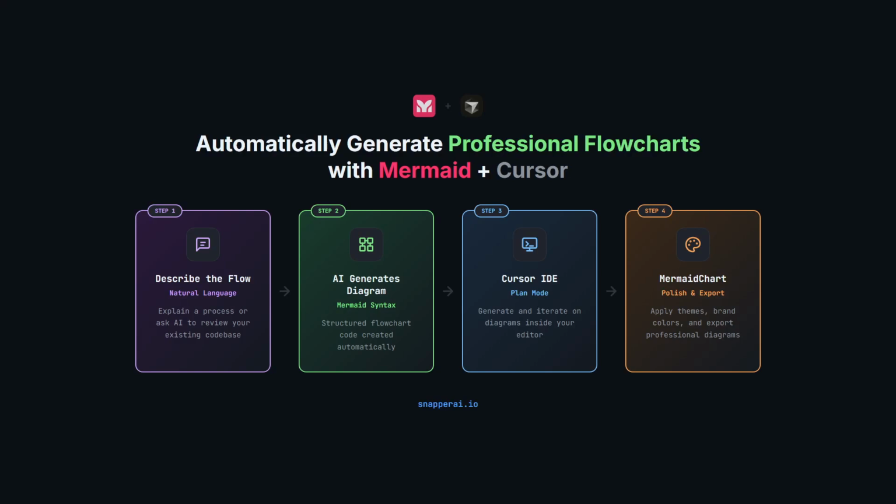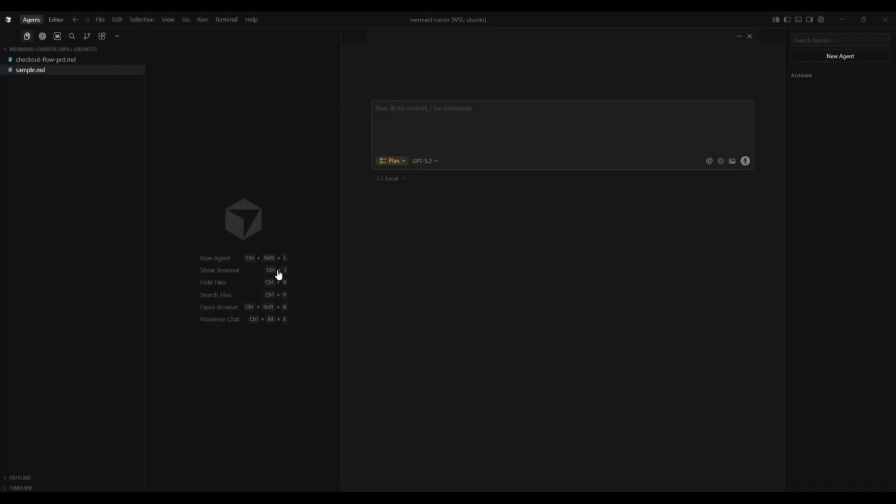I'll show you all of that as we go. Let's start with plan mode and see how the diagram generation works. Okay, so we're in Cursor. First, I'll show you how you can just use a prompt to create a diagram. So we've got our agent chat open here and we're in plan mode. You have to be in plan mode for the diagrams to render in the chat.